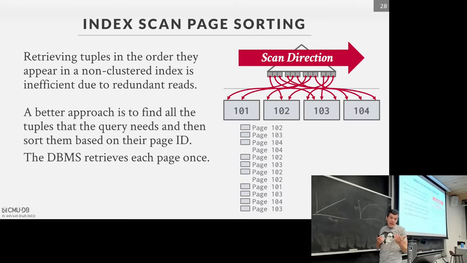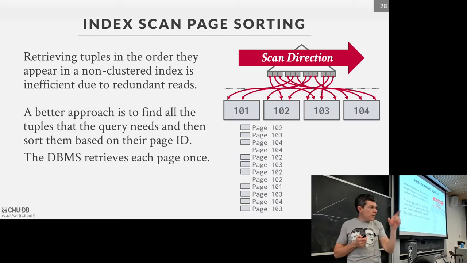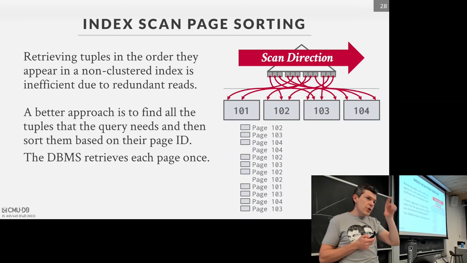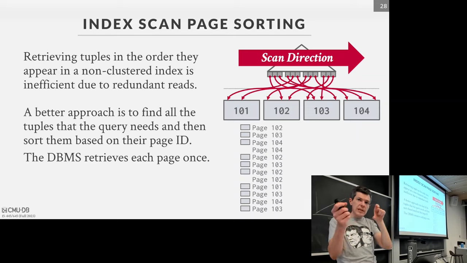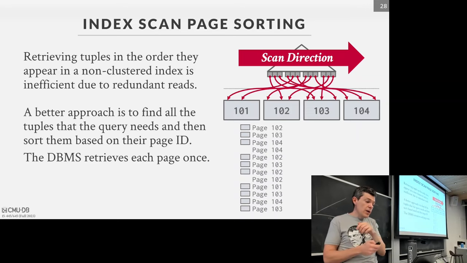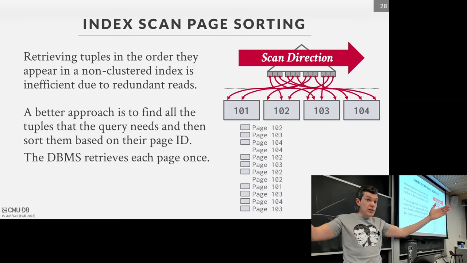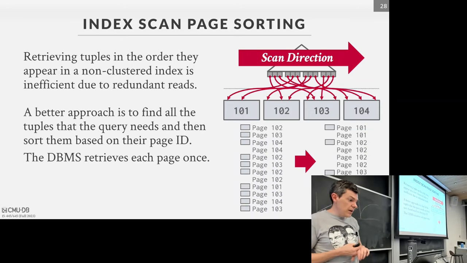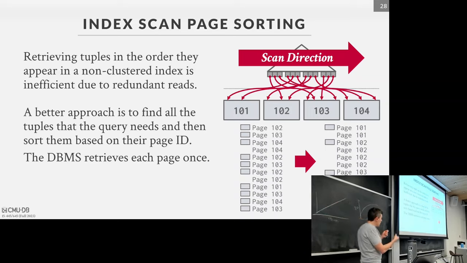So a really simple optimization is that you don't retrieve the tuples as you scan along the leaf nodes. You first do the scan of the leaf nodes, get your list of all your pages, then sort them based on page ID, and then go retrieve them. Now, you still have to do the bookkeeping to make sure that you're following along the tuples in the order defined by the index, if that's what you care about. But again, this is a way to get more sequential I/O and reduce the amount of random access.